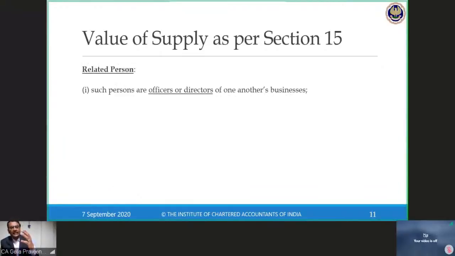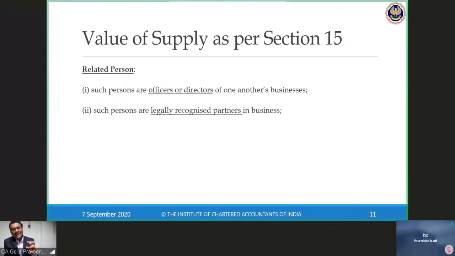Now, what is a related person? This slide and the next slide are going to explain who is a related person. Two persons are related if they happen to be officers or directors in one another's business. So director in company A, director in company B. When there is a transaction between A and B, these A and B are supposed to be related parties because they happen to be officers in one another's business.